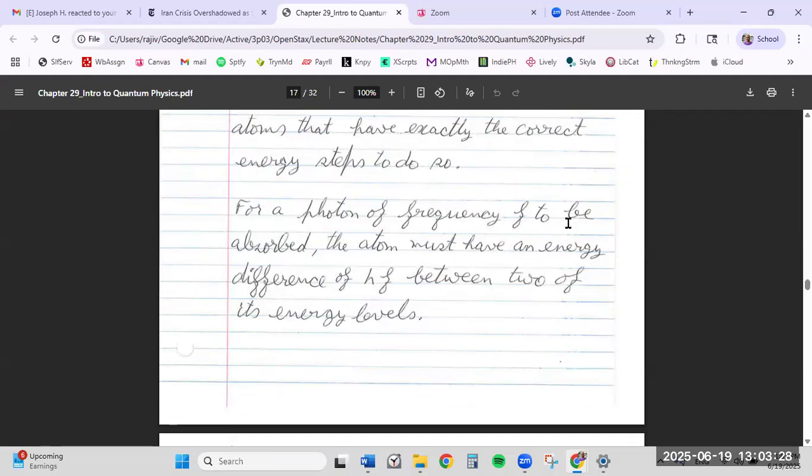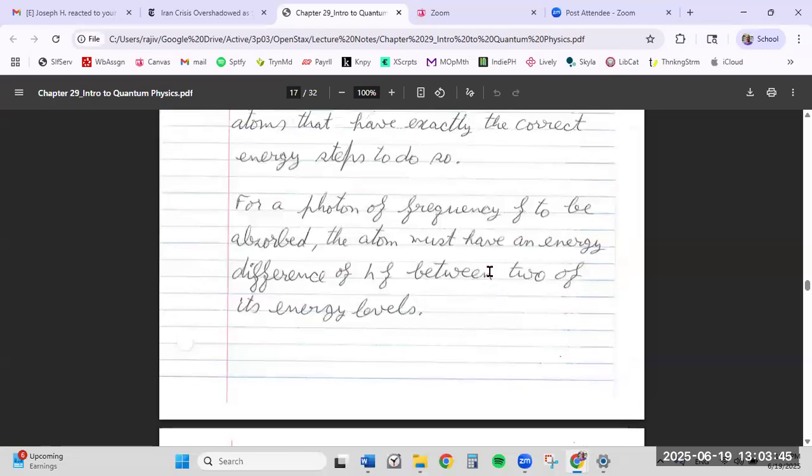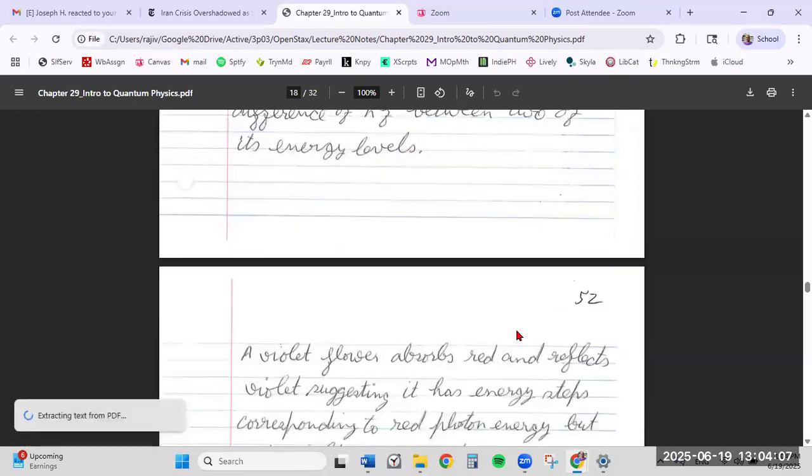So for a photon of frequency f to be absorbed, the atom must have an energy difference of hf between two of its energy levels. Then and only then can this photon be absorbed, because an atom is not going to take an energy of 0.5 hf or 3/2 hf. It will only accept multiples of hf energies. You have to absorb either one photon or two photons, but not 2.5, nothing in between.